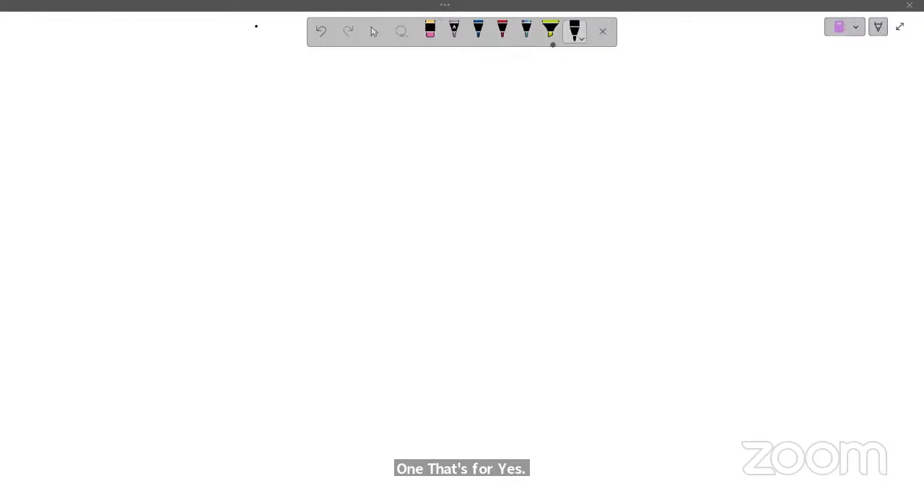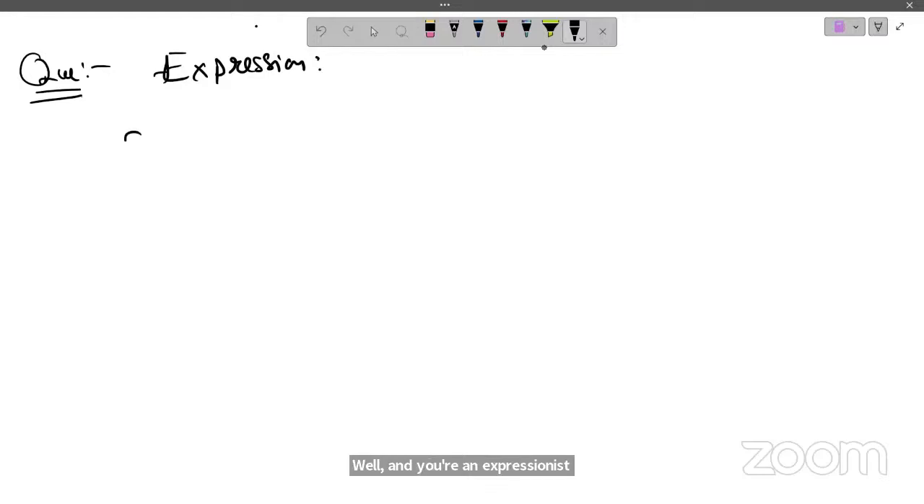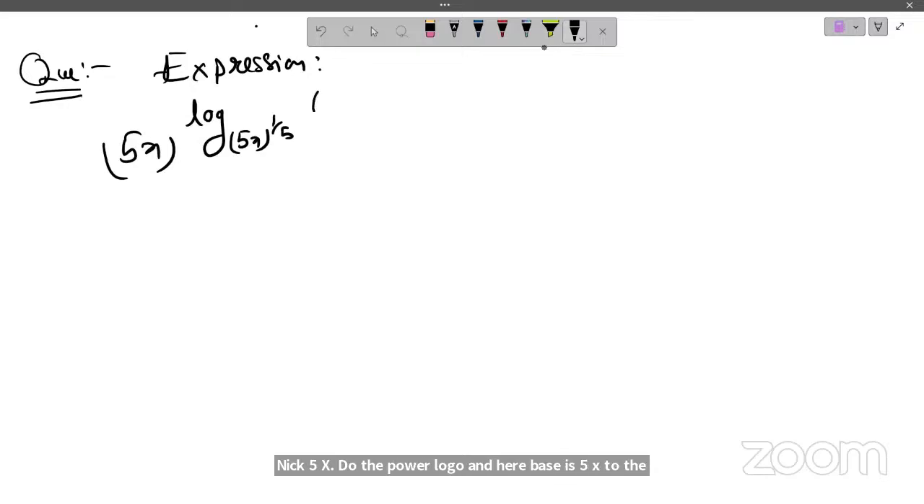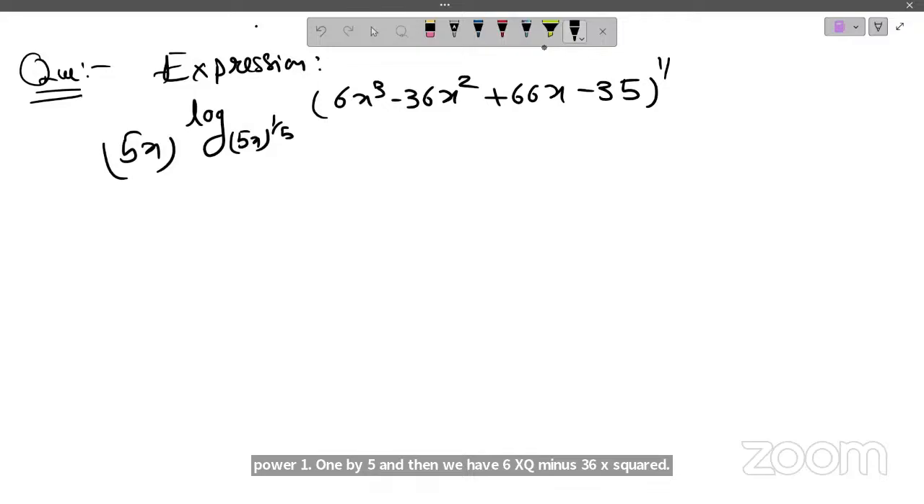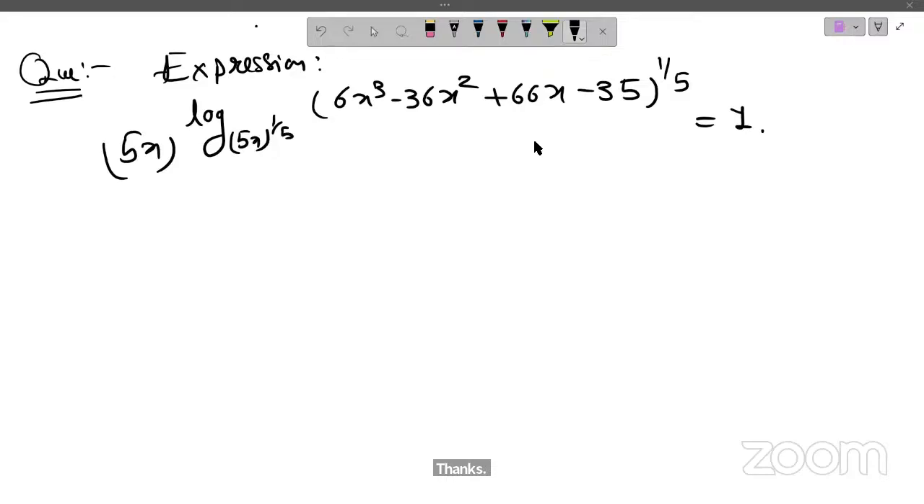So the question is, your expression is 5x to the power log, where the base is 5x to the power 1 by 5, of 6x cubed minus 36x square plus 66x minus 35, to the power 1 by 5, is equal to 1. That's correct? Right?